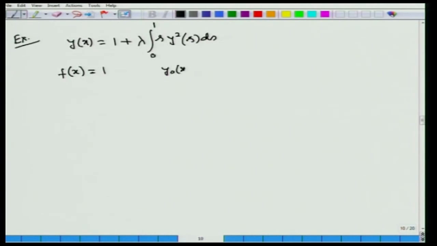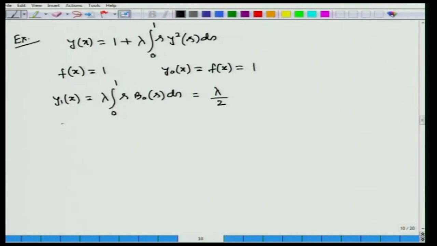So, using the formula y0(x) equal to f(x), we find y0(x) equal to 1. Then y1(x) is equal to lambda times integral 0 to 1 s b0(s) ds. Now, b0(s) is equal to y0 square(s), so this is 1. So, this comes out to be lambda by 2. Then y2(x) is equal to lambda integral 0 to 1 s b1(s) ds.